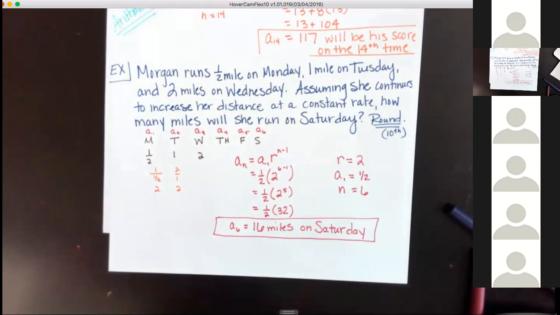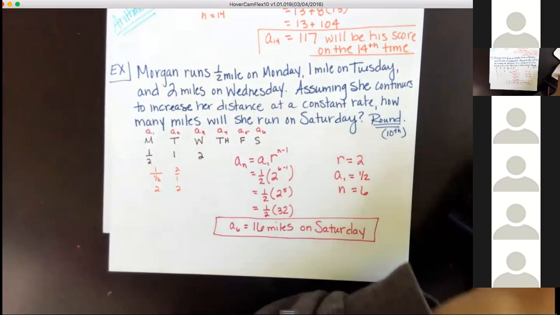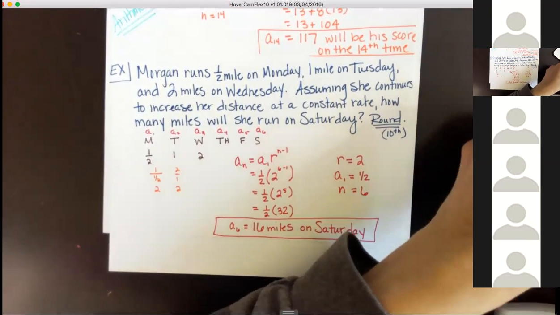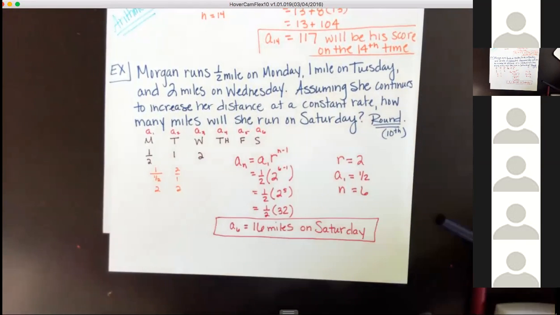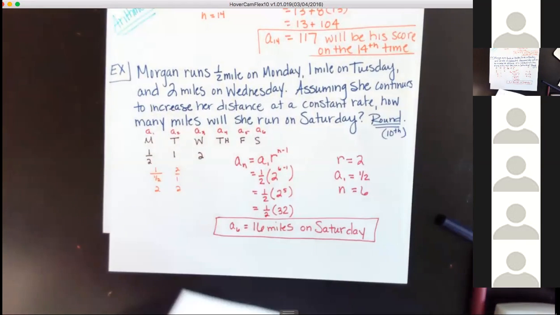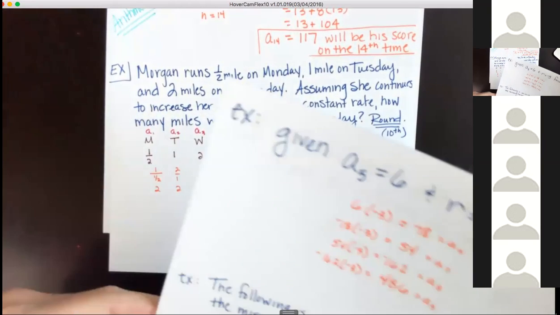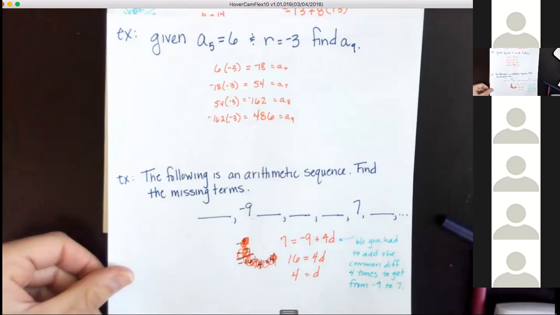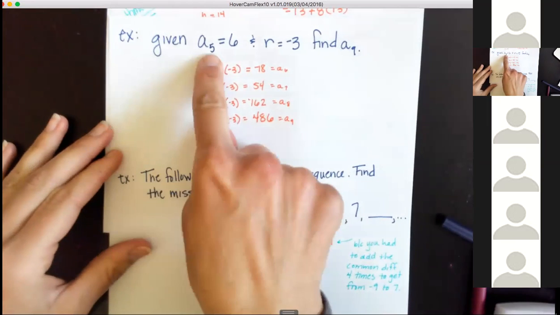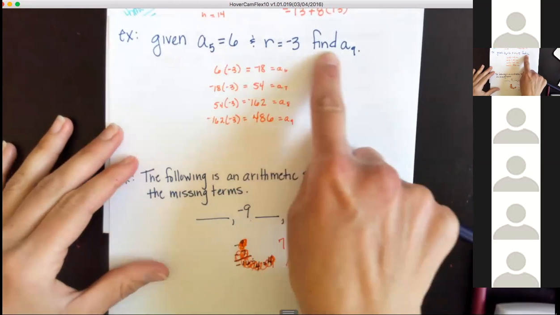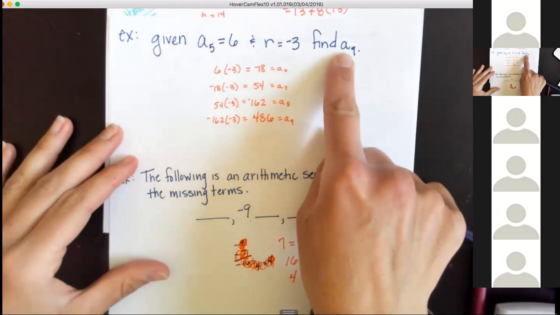So the only other thing I'm going to show you is a couple examples, and I mean show you as in just put them up here and then we are done. I wrote down some examples from actually your no reassignment as I was working. And it does say, given that A sub 5 is 6 and the common ratio is -3, it wants us to find A sub 9.